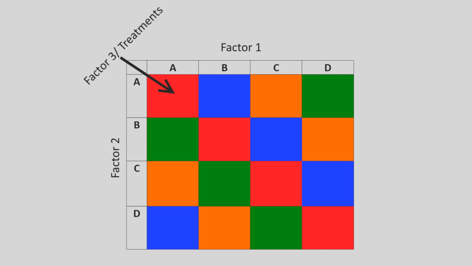The levels of one factor are represented by the columns, the levels of the second are represented by the rows, and the third by the symbols within the Latin square, in this case colors. Often factor 1 and factor 2 are not actually being analyzed and you are just controlling for their variation, while factor 3 is the treatment you are actually testing.